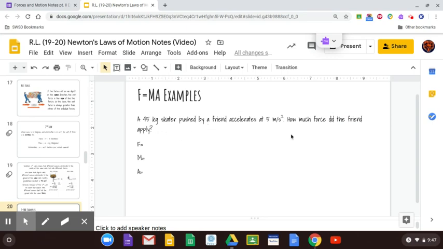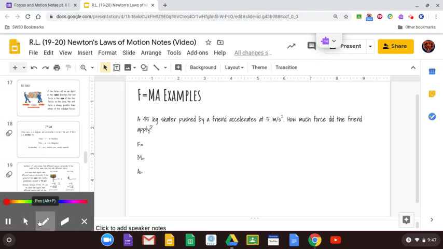So I want to look at this question and figure out, what is it asking me? I can do that by looking at what I do know. So I'm going to look at this F, the M, and the A, and I'm going to try and figure out, do they tell me what the force is? And if so, I'm going to write it down. Do they tell me what the mass is? If so, I'm going to write it down. Do they tell me what the acceleration is? If so, I'm going to write it down. So I have this here.